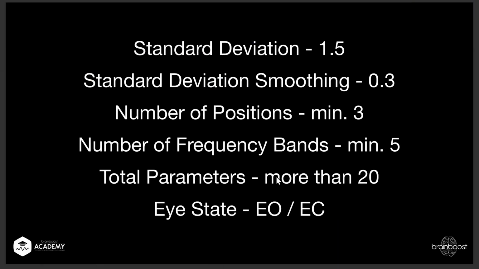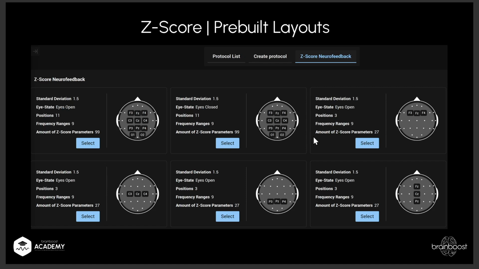Yes, and if you use the prebuilt protocols here, they're pretty useful, I would say. Of course, you can create your own. I showed you how to do that. But a larger area and a general rebalancing of the brain, this is where I see a good approach for Z-score training. But of course, we're doing a lot of amplitude and frequency band training. This is a huge core essence of neurofeedback.